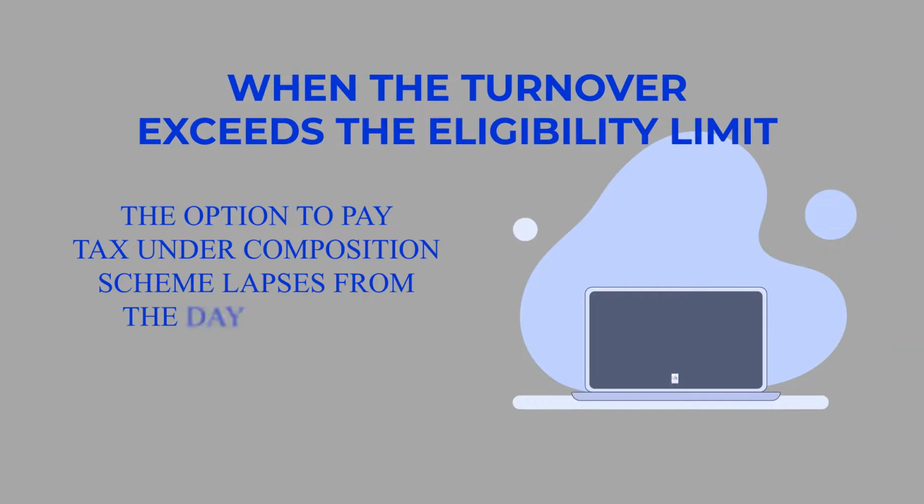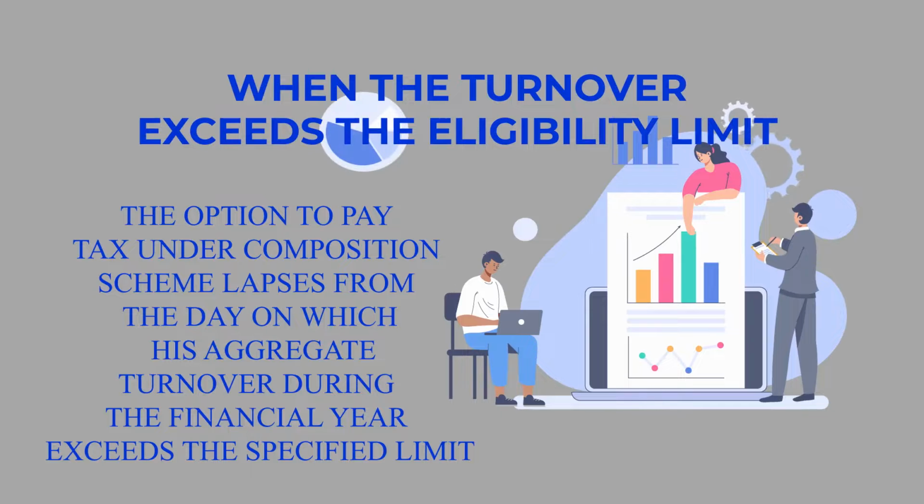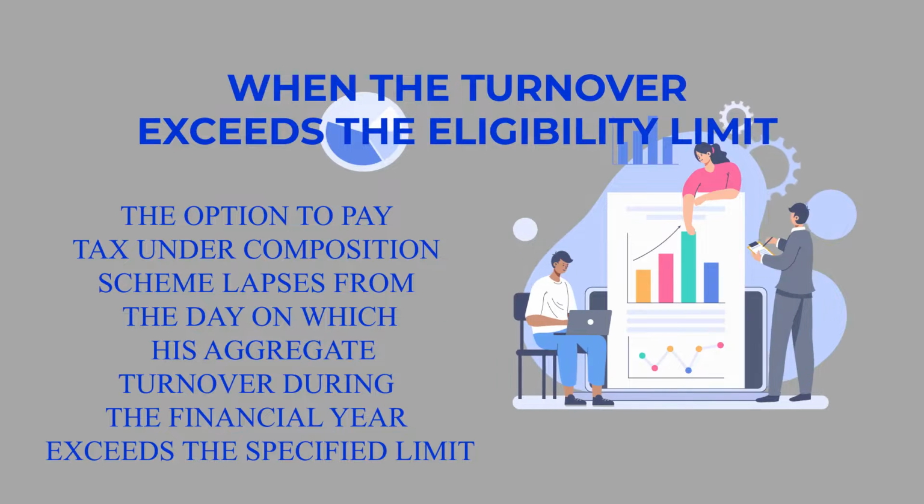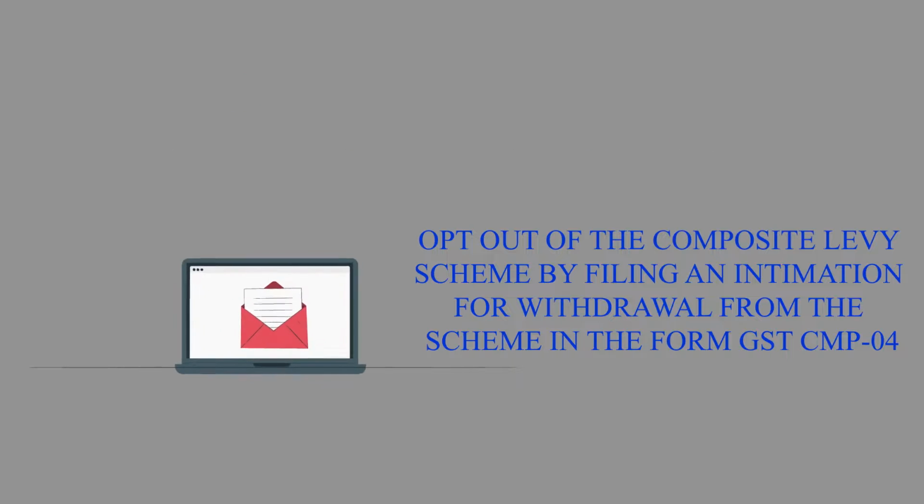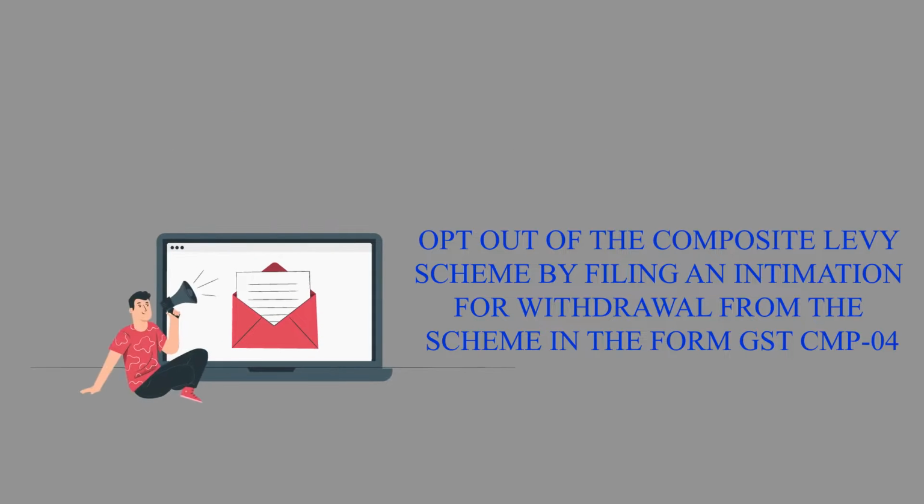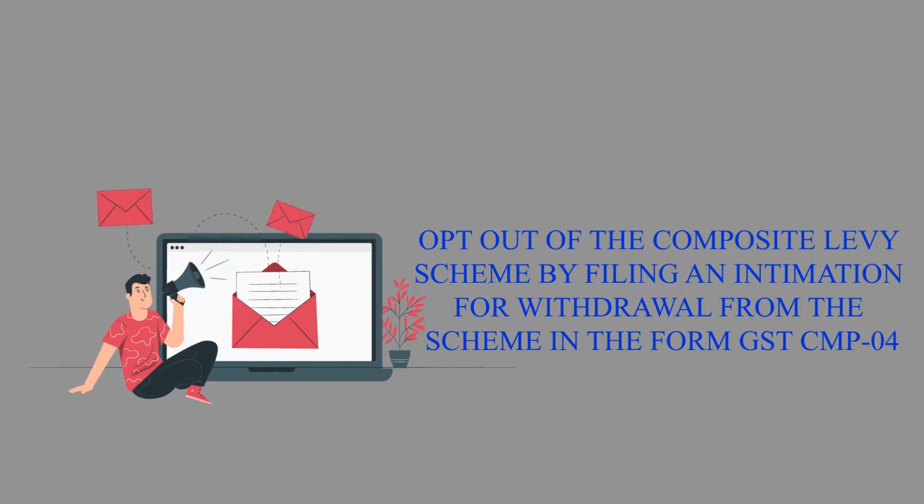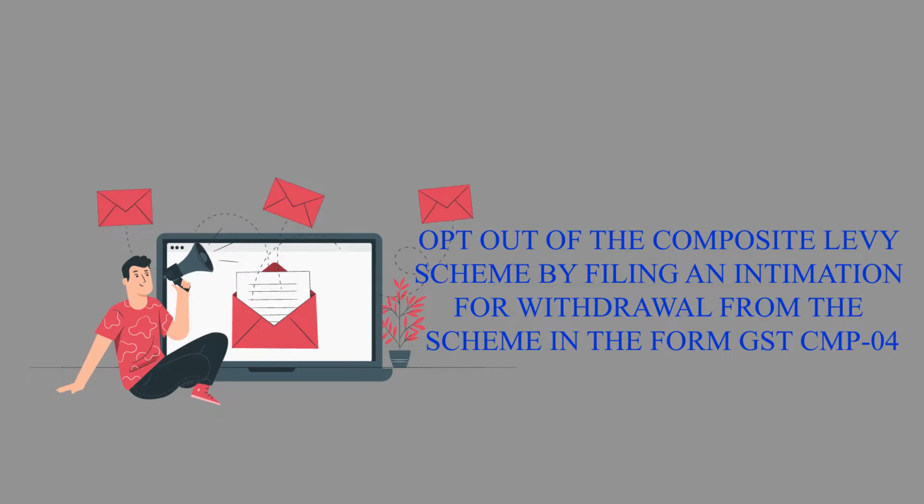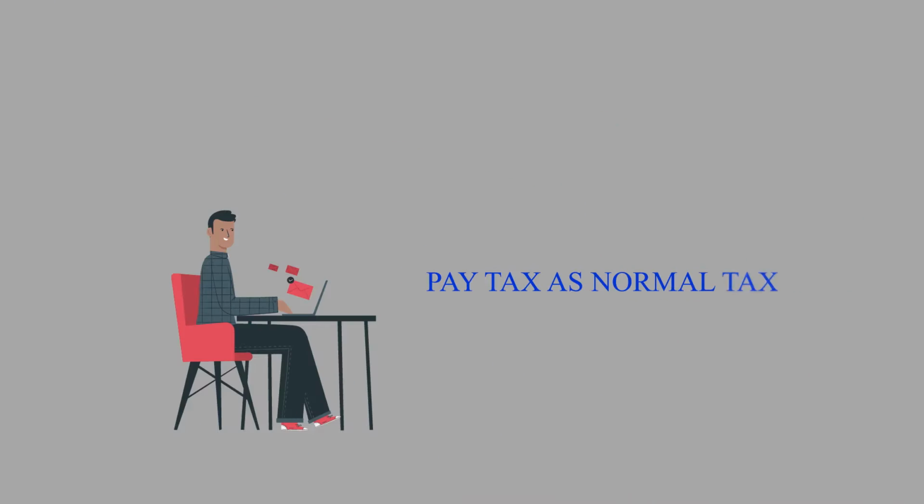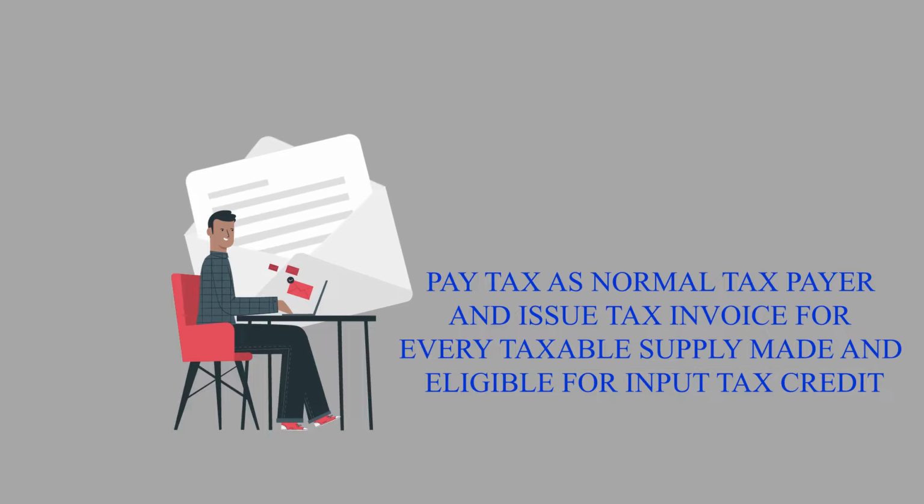A person whose aggregate turnover exceeds the eligibility limit, or in case he wrongly opts for this scheme, has to opt out of this composition levy scheme by filing an intimation for withdrawal from the scheme in the form GST CMP 04 within 7 days from the day on which the threshold limit has been crossed. After opting out of the scheme, he has to pay tax as a normal taxpayer, issue tax invoice for every taxable supply made, and is eligible for input tax credit thereafter.